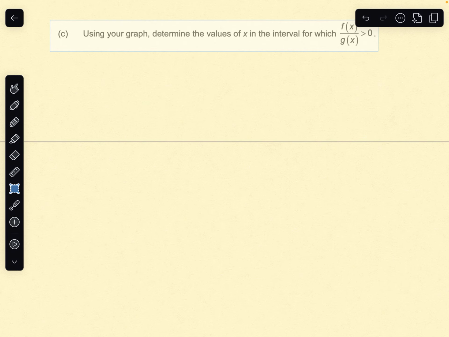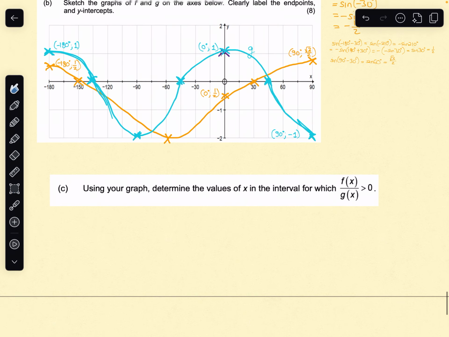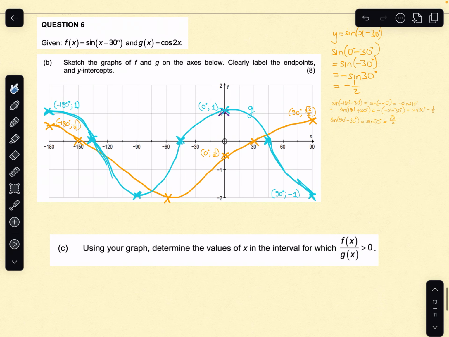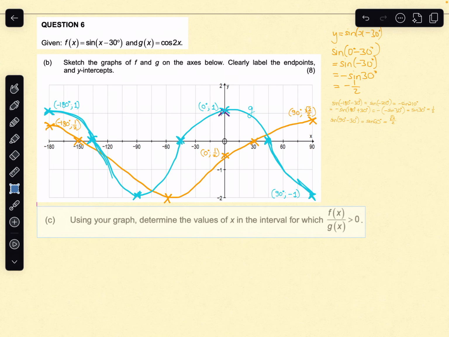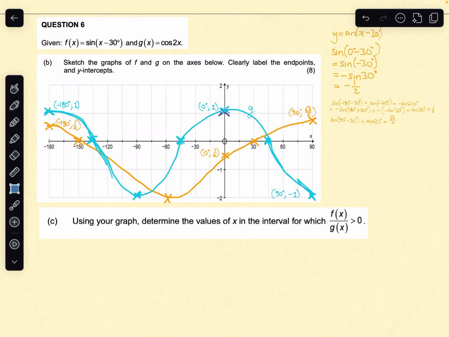Right. The last question here asks us to use the graph to determine the values of x in the interval that we've drawn the graphs for which f of x divided by g of x is greater than 0. Right, so f of x over g of x is positive, in other words.